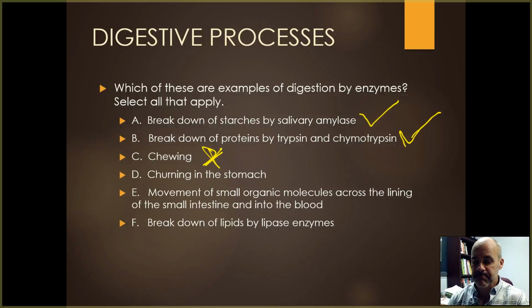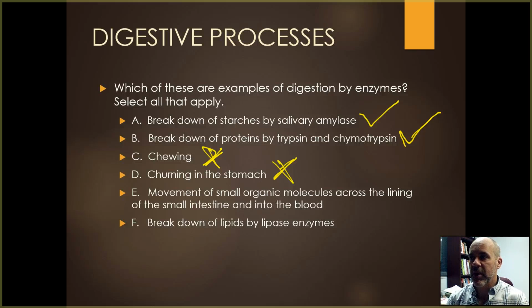Churning in the stomach. No, that's also a mechanical type process. So the churning of the stomach does help on a larger scale break down food particles from bigger chunks into smaller chunks. And you need to do that so that then those digestive enzymes down at the molecule level can have access to those starches and lipids and proteins and break those down into the smaller building block molecules.